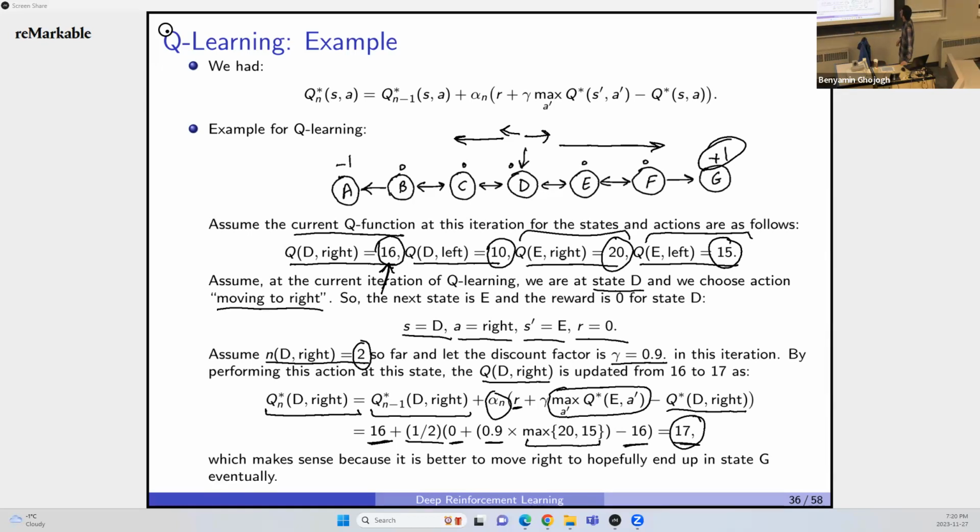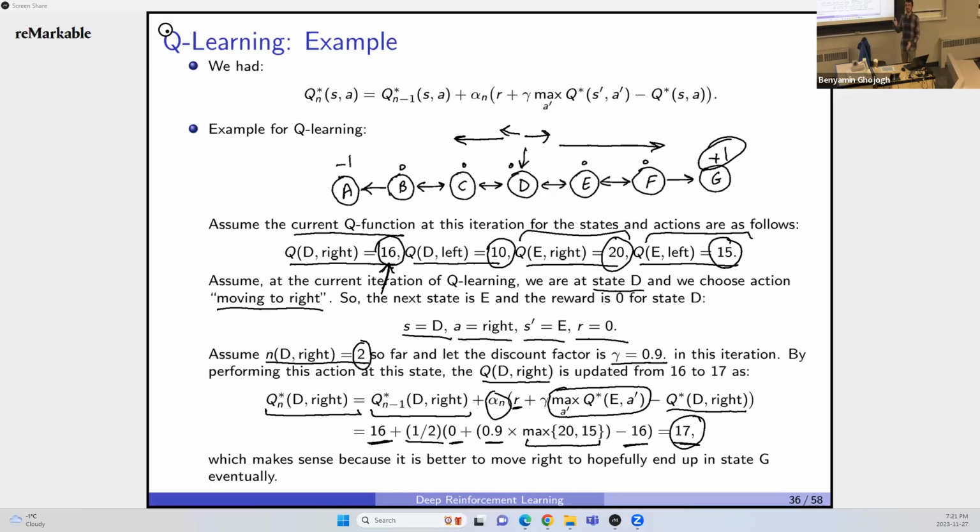So now assume at some iteration in the Q learning, we have this, and we saw that the Q(D, right) changed from 16 to 17 as expected. Why? Because going right is better in this case. This is training. So this was one tiny iteration of the Q learning, but we need a lot of iterations until convergence. Assume I train this, and all of the Q state-actions are converged after training.